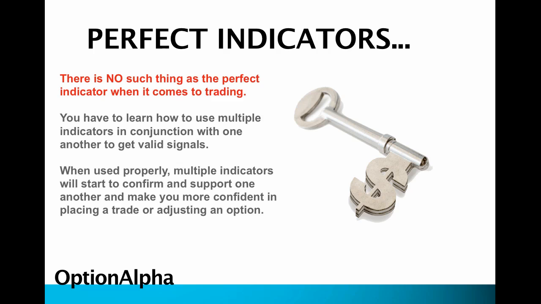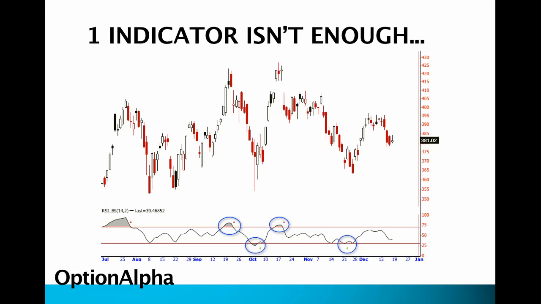So again, there's no perfect indicators, no such thing as a perfect indicator. You have to learn to use multiple indicators in conjunction with one another to get valid signals. Not saying that they're going to overlap perfectly, but when used properly, multiple indicators will start to confirm and support one another, and make you more confident in placing a trade or adjusting an option. So as I was talking about, one indicator just isn't enough.